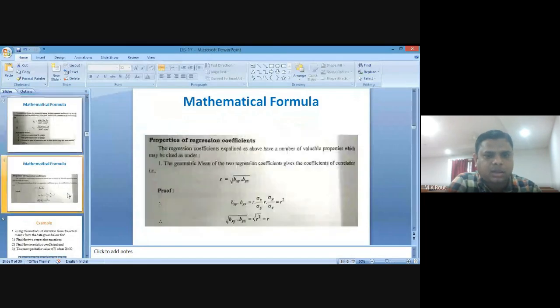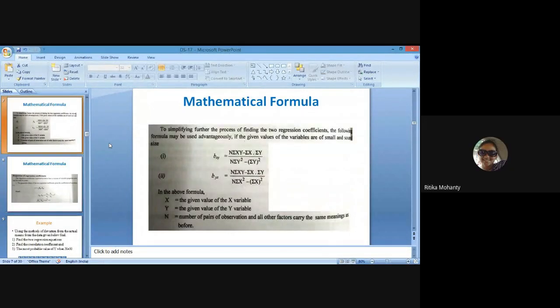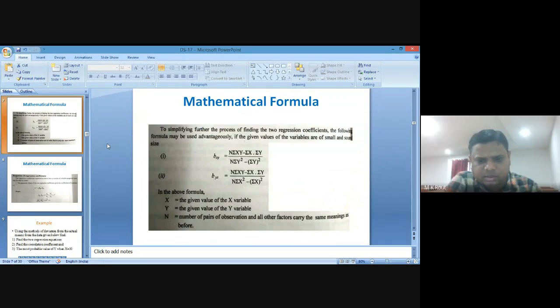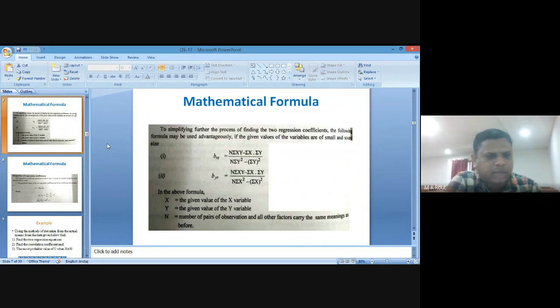Next part, the properties of regression coefficients. Here the property is r equals square root of bxy into byx. Sir, please show the previous slide for one second. Have you finished? I think you are not practicing all the things. Okay, move to the next one. Is it finished?